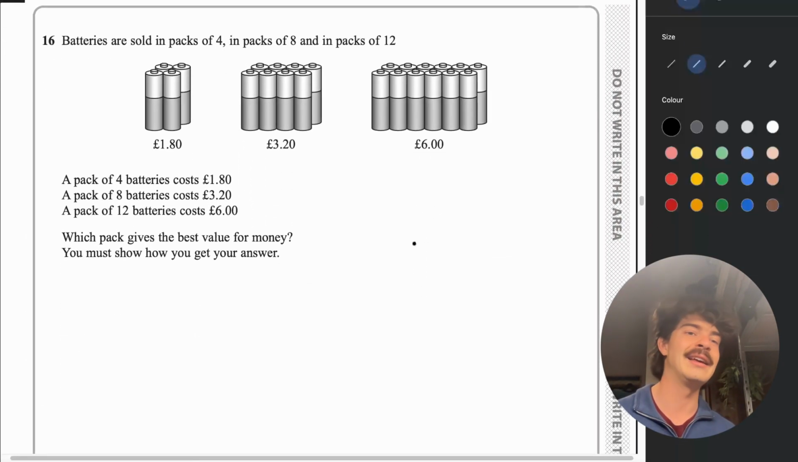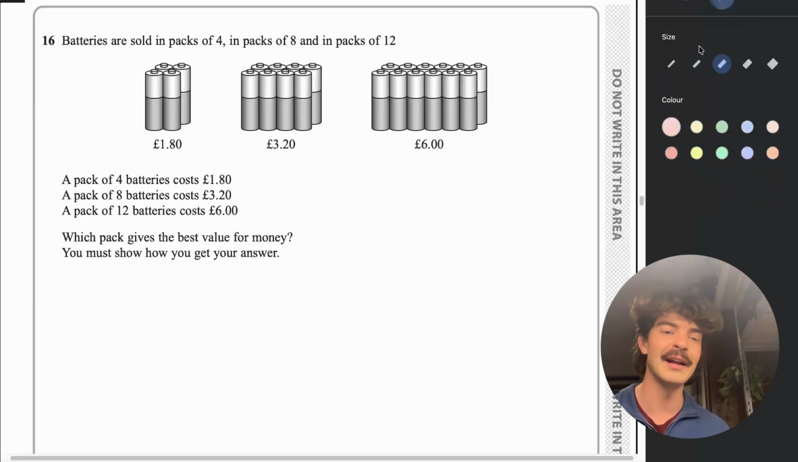Okay, moving on. Batteries are sold in packs of 4, in packs of 8, and in packs of 12. 4 batteries cost £1.80, 8 cost £3.20, and 12 cost £6. Which pack is the best value for money? Okay, a value for money question.